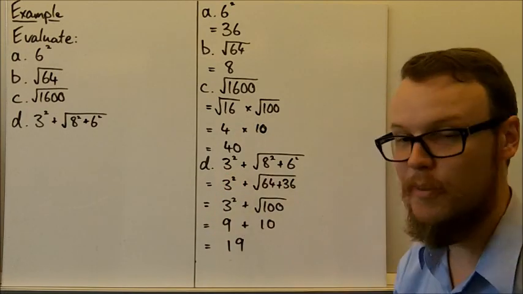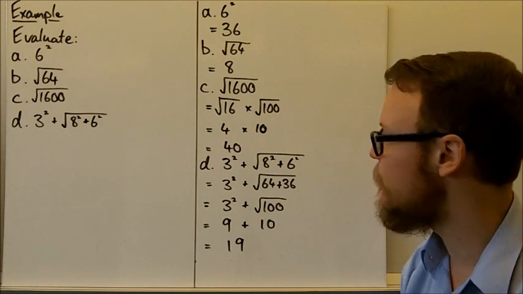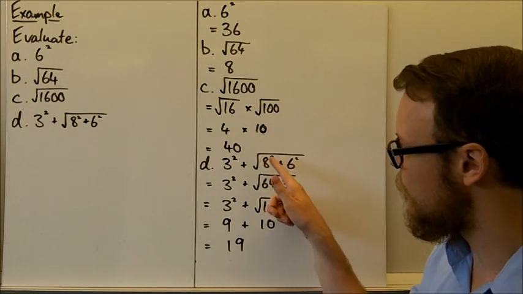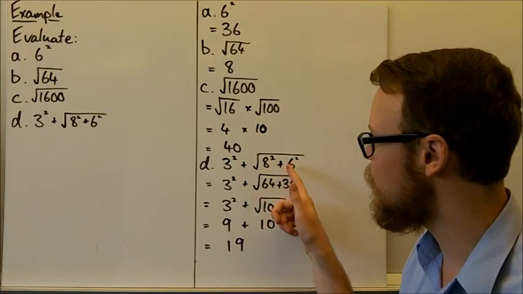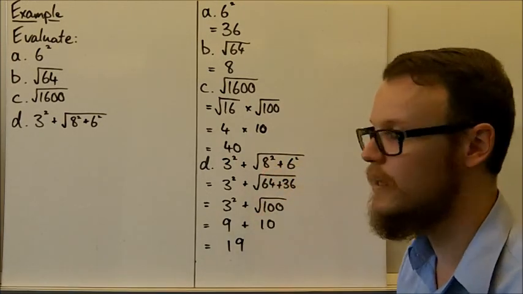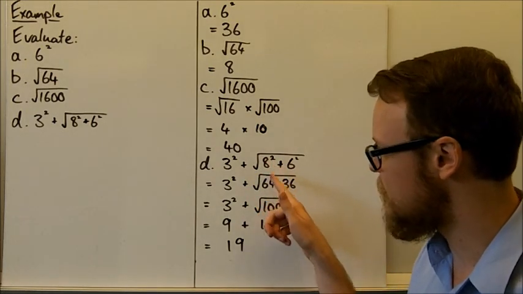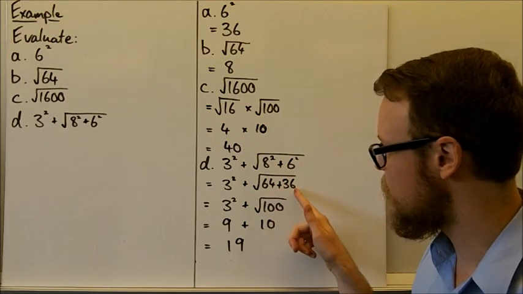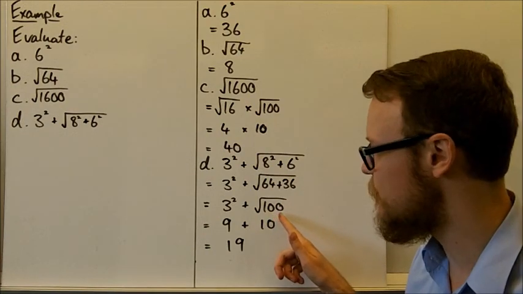Here we've got an order of operations problem that has a square root and some square numbers involved. So because we've got a square root of not just one number, it's of a whole lot of numbers, we need to determine what the number is that's going to be inside the square root here. So 8 squared I know is 64, and 6 squared is 36. So 64 plus 36 means we're going to have 100 inside the square root symbol there.